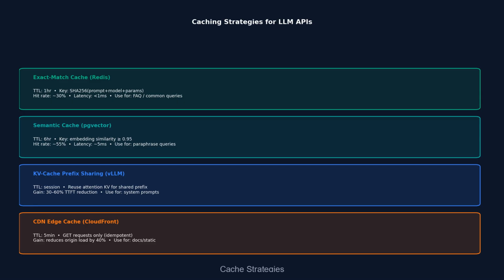The semantic cache using pgvector goes further. Instead of matching exact strings, it embeds the prompt and retrieves responses for semantically similar queries: paraphrases, rewordings, near duplicates. Hit rate climbs to roughly 55% with about 5 milliseconds of lookup latency.